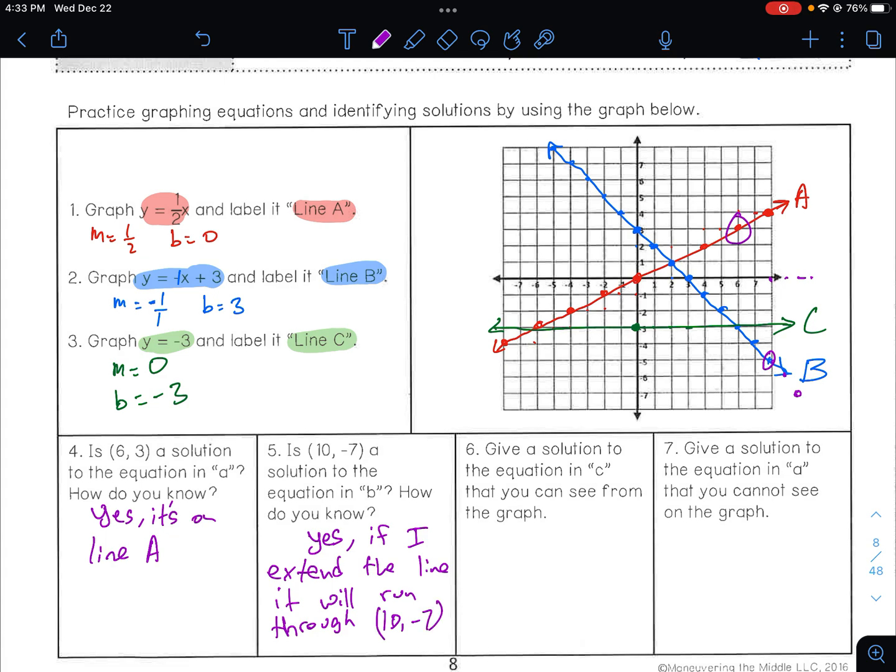That's a tough one. Number 6, give a solution to the equation in C that you can see from the graph. Oh, line C. How about this point right here? 2, 3.